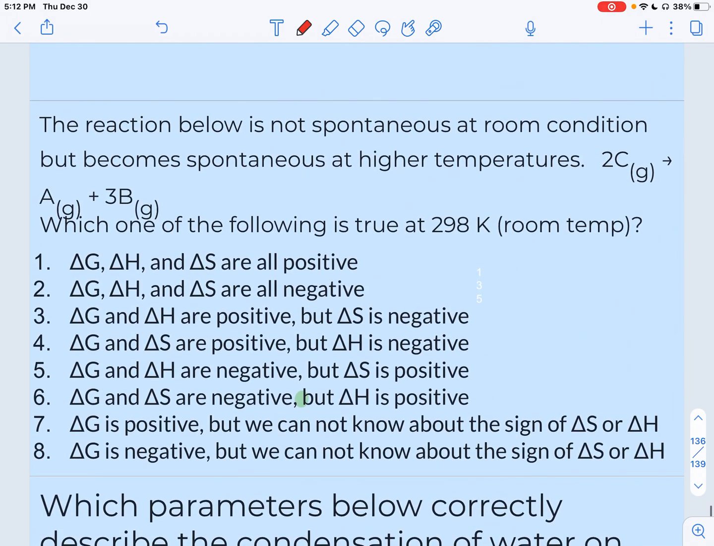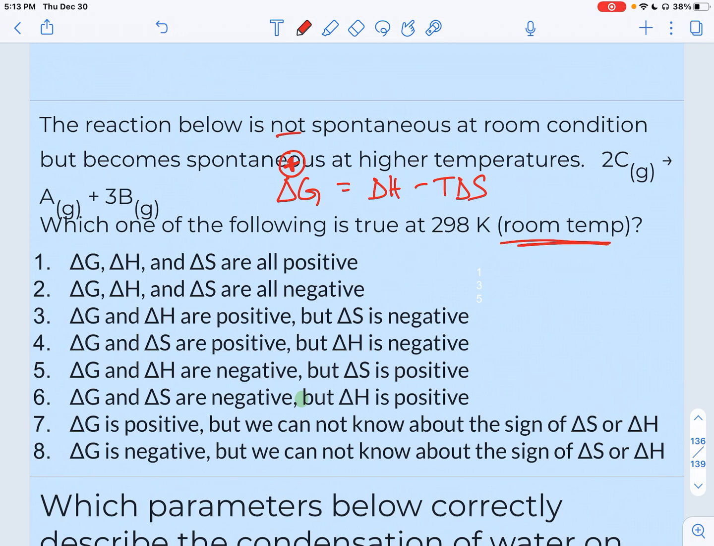So this is another conceptual question. The reaction below is not spontaneous at room conditions, but becomes spontaneous at higher temperatures. So it's a little bit of a flip from some of the ones we were looking at in the last video. What this is telling us is that at room temperature, because that's what the question is asking, we know delta G is positive. It's telling us it's not spontaneous, so delta G is positive.